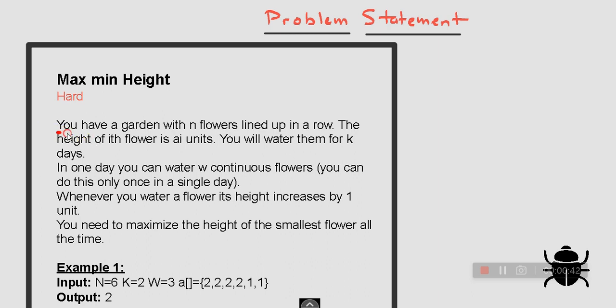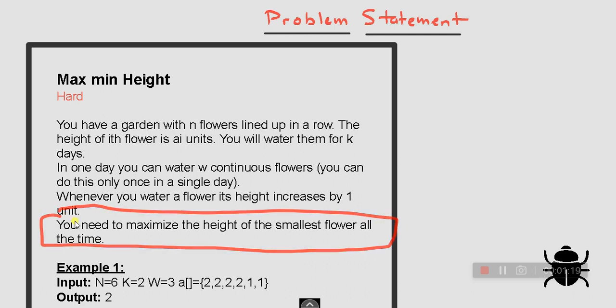So the problem says that you have a garden with n flowers lined up in a row. The height of the ith flower is a_i units, and you will water them for k days. Okay, so basically we have some flowers with the given height and we are going to water them for k days. In one day you can water w continuous flowers. Whenever you water a flower, its height increases by 1. Okay, so when I water any flower for the first day, its height increases by 1. You need to maximize the height of the smallest flower of all the time.